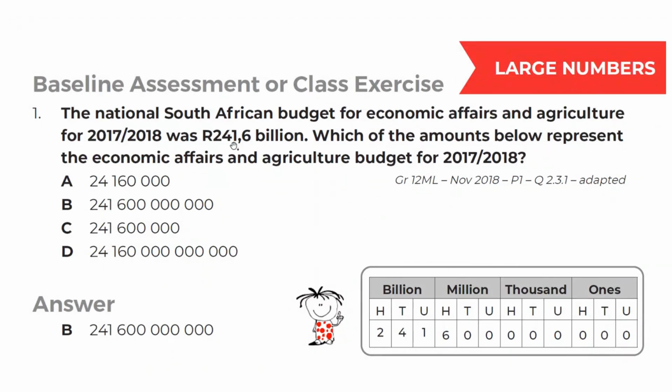So 241,6 billion. So the comma 6 is a fraction of a billion. So when I'm doing my billion, there goes my 241. Comma 6 is 6, so it moves into the millions, and we add our noughts. And in that way, they'll be able to grasp large numbers in a lot more concrete way because they can see it visually.